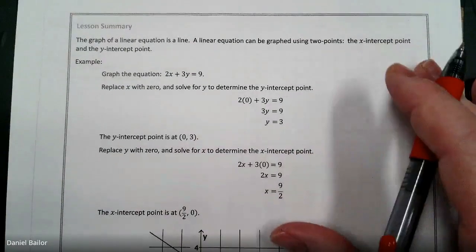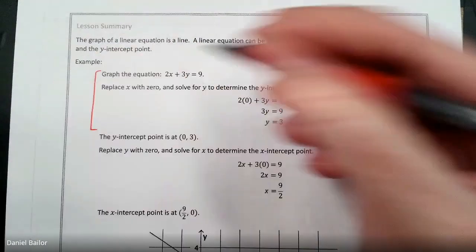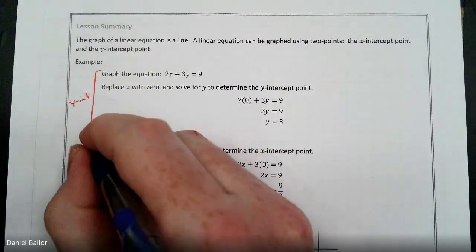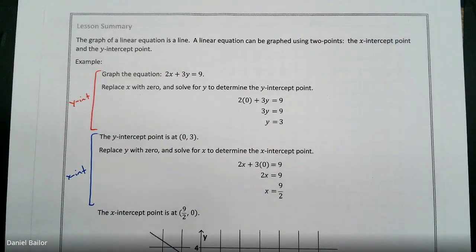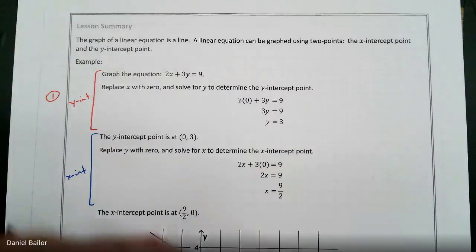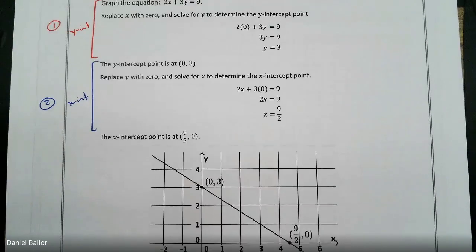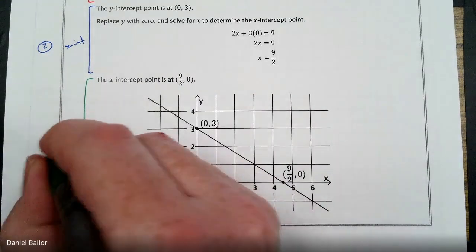They give you another example. This is where they find the y-intercept. This right here, they find the x-intercept. I told you to find the x first. They found the y first. It really doesn't matter which one you do first. So this is like step 1. This is step 2. But it does not matter which one you do first. You can switch them if you want. But step 3 is always the same. Step 3 is graph and connect.